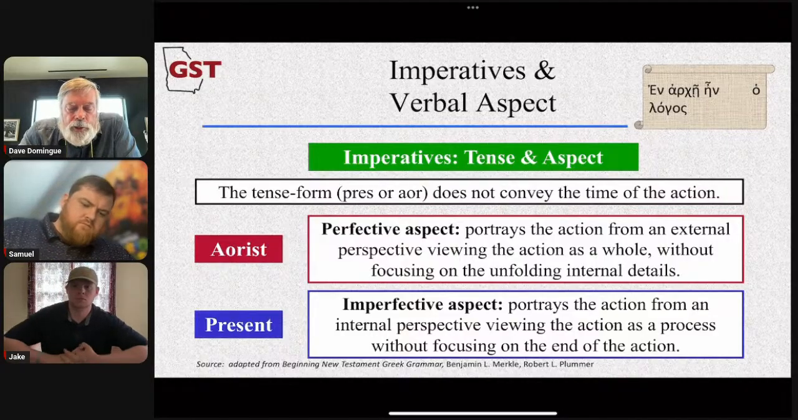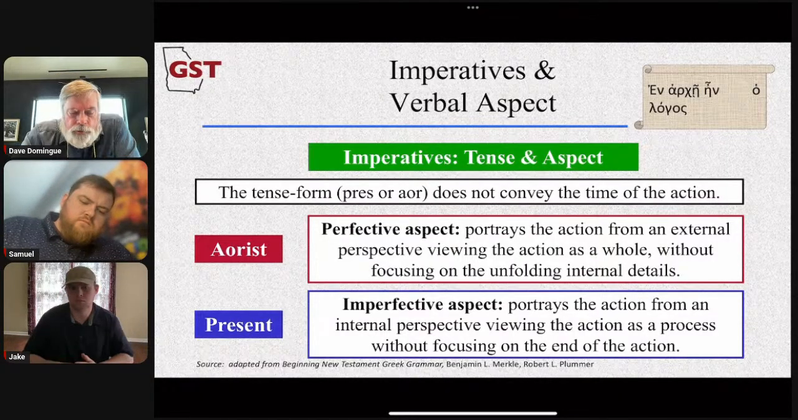Okay, a little more about aspect. Yeah, we got a few more minutes. A little bit about aspect.